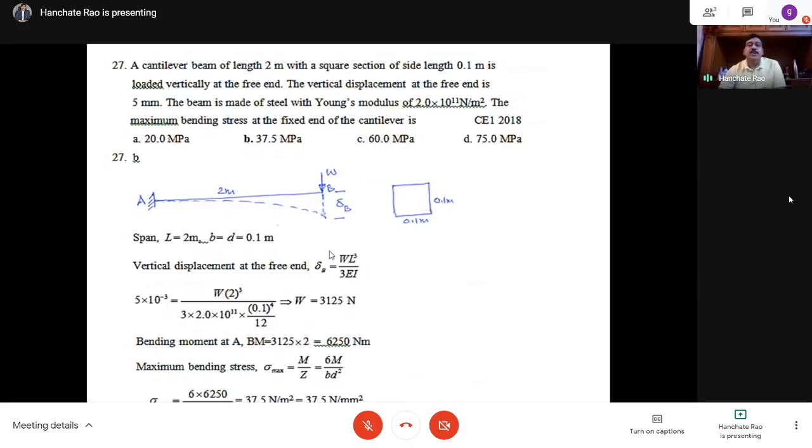So this concept you have to use here. Delta B, the deflection at the free end, is equal to WL cubed by 3EI. He has not given us the W value, but he has given us the deflection value. You find out W from this, then find the bending moment at A as WL, and stress is equal to M by Z. That's all.